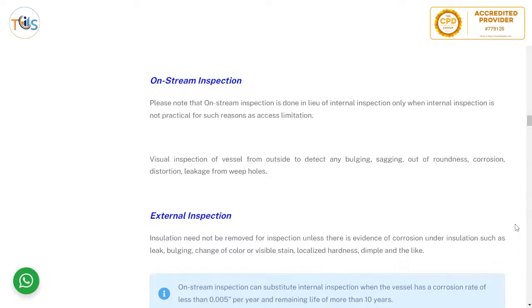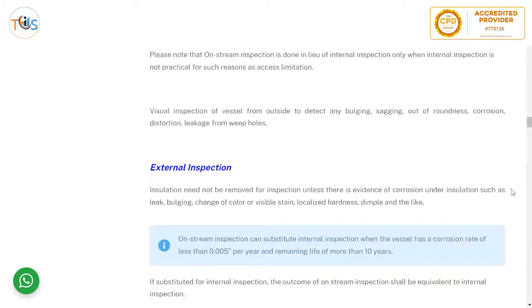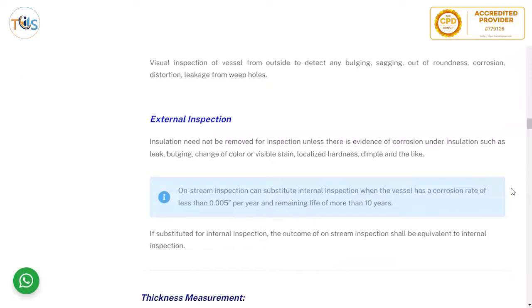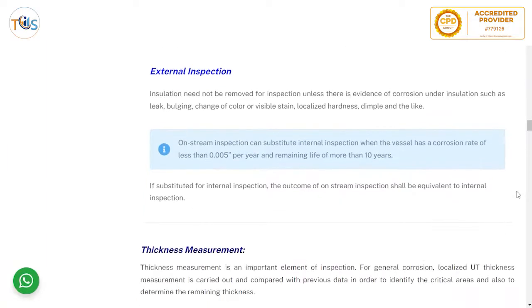Visual inspection of vessel from outside to detect any bulging, sagging, out of roundness, corrosion, distortion, leakage from weep holes. External inspection: insulation need not be removed for inspection unless there is evidence of corrosion under insulation, such as leak, bulging, change of color or visible stain, localized hardness, dimple, and the like.